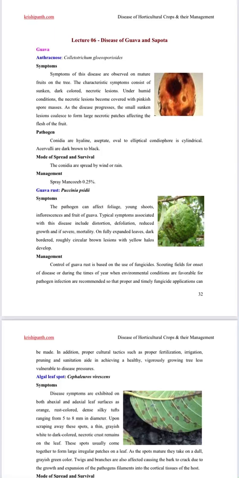First, I will explain the symptoms. Symptoms of this disease are observed on mature fruits on the tree. The characteristic symptoms consist of sunken, dark colored, necrotic lesions. It means the necrotic lesions are circular in shape. Under humid conditions, the necrotic lesions become covered with pinkish spore masses. As the disease progresses, the small sunken lesions coalesce to form large necrotic patches affecting the flesh of the fruit.